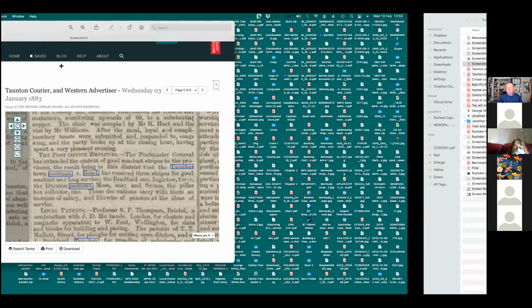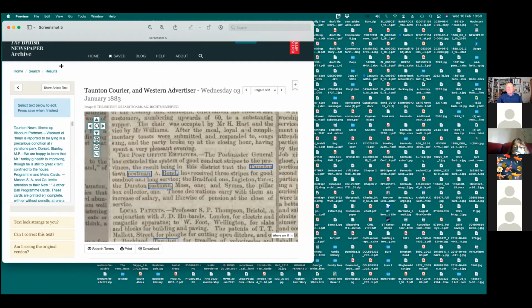And this is the bit that was absolutely relevant of that particular one. And you can see it's still got this down here. And this A Bond actually is one of the postmen that I'm researching. So he's received his 3 stripes for good conduct and long service. And it now says, and it reminds me, that he gets an increase of salary and likewise a pension at the close of service. So that entire block that was to do with postmen and other things has now been reduced to this very small area. This, I'm afraid, is the pluses and minuses of going to newspapers.